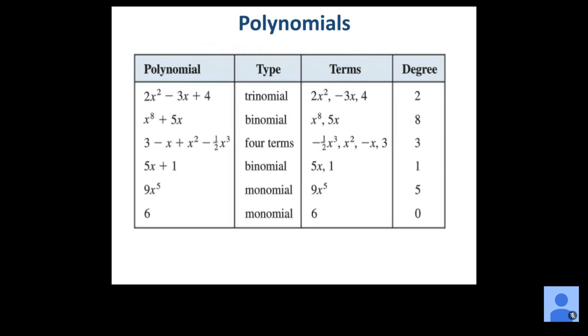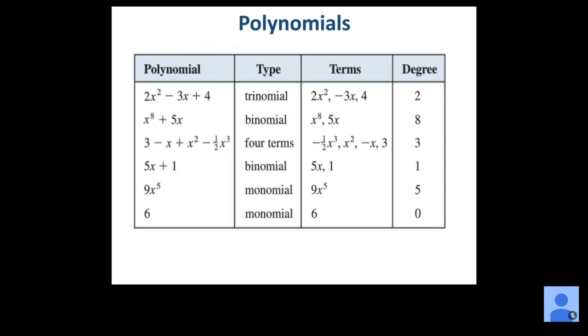Okay, so here's a few different types of polynomials. So the first one here, notice there are 3 terms because we have the 2x squared, the negative 3x, and the positive 4. This is a trinomial. So whenever there's 3 terms, we call that a trinomial. If there are 2 terms, then we would say it's a binomial. So x to the 8th plus 5x, those are 2 terms. Okay, so this is going to be a binomial.